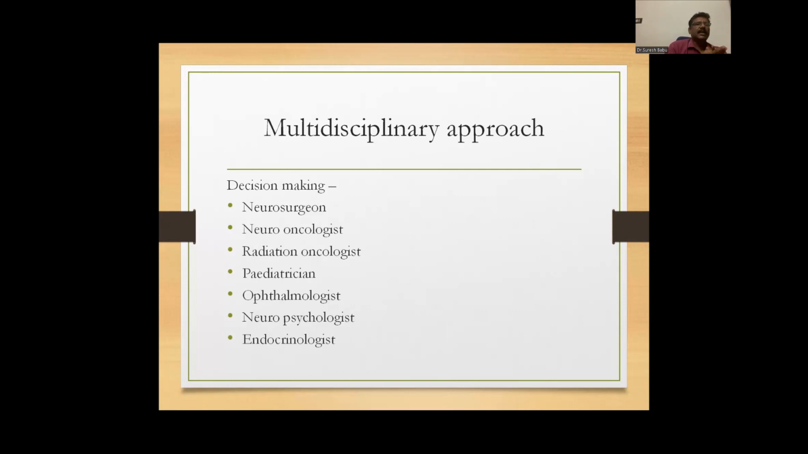So as I said, it requires a multidisciplinary approach: neurosurgeon, neuro-oncologist, radiation oncologist, pediatrician, ophthalmologist, neuropsychologist, endocrinologist, and we also require geneticists, who are geneticists, also play a vital role in this multidisciplinary approach. Next slide, please.